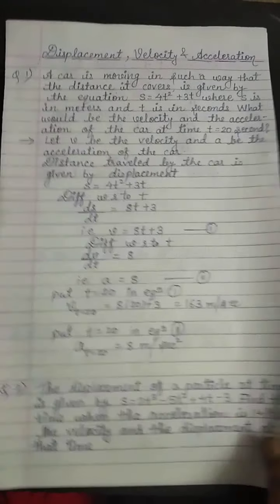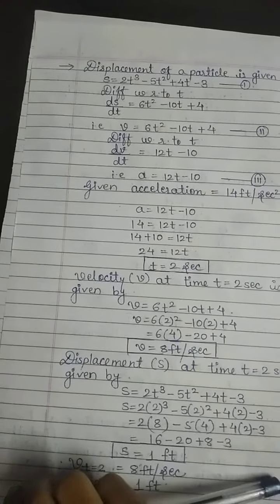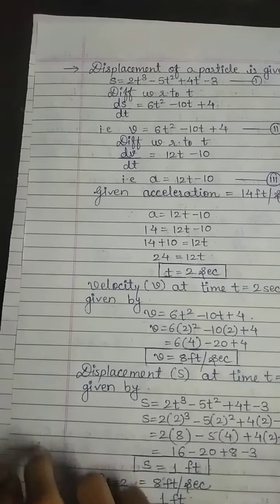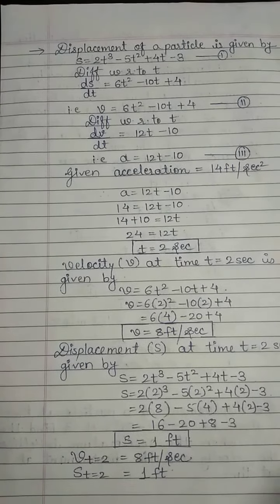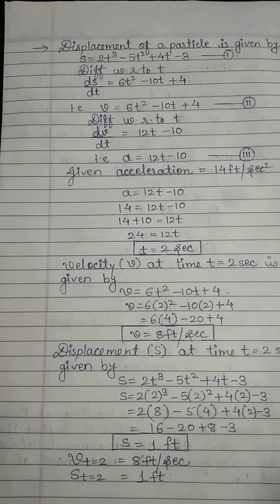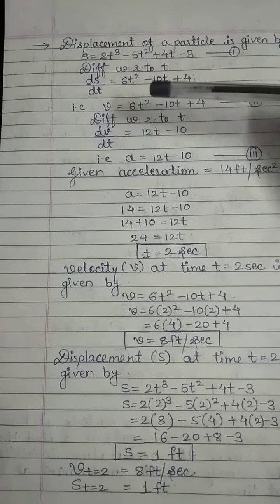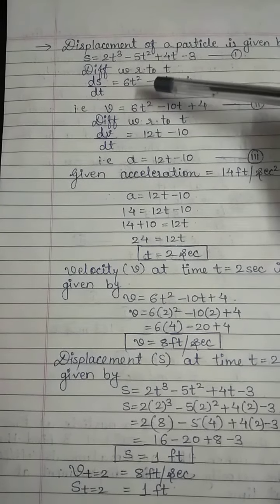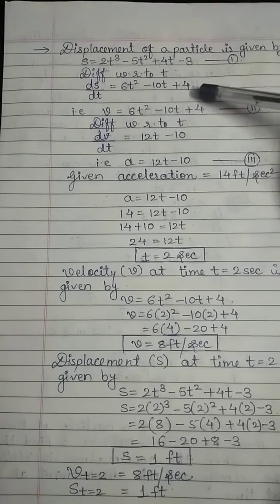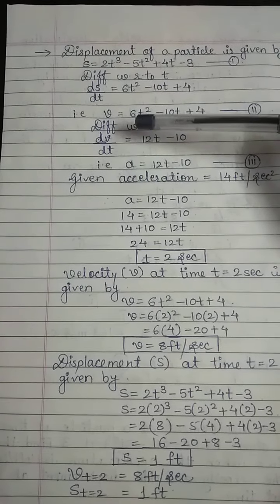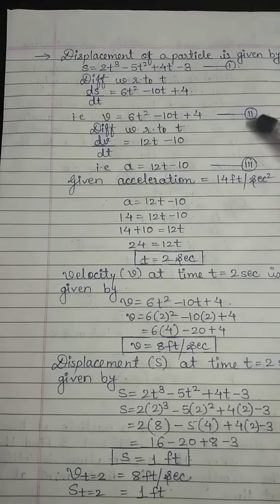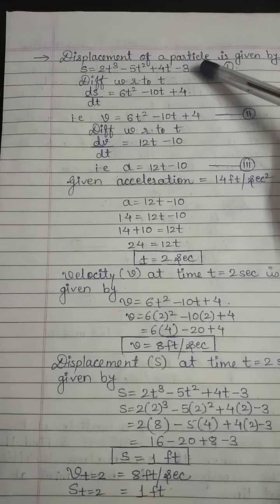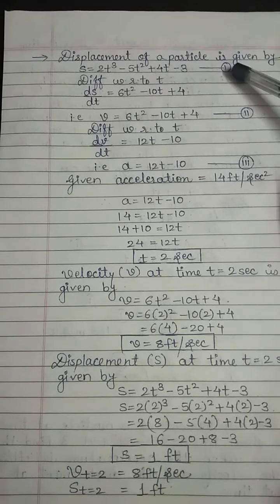Now here displacement is given, that is s = 2t³ - 5t² + 4t - 3. Now we differentiate this equation with respect to t. So we get ds/dt = 6t² - 10t + 4, and this is nothing but the velocity. We call this equation as equation number 2 because displacement's equation is our equation number 1.